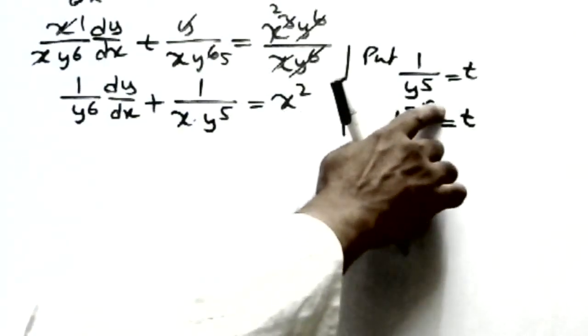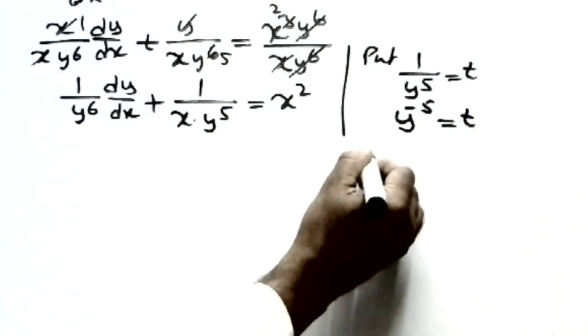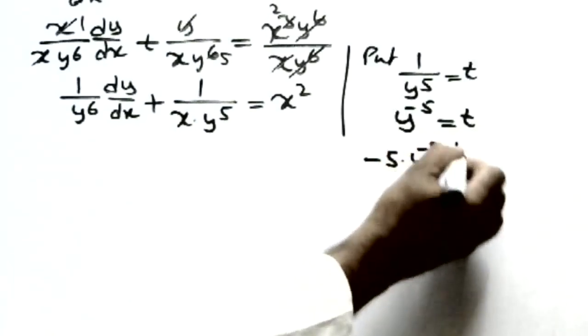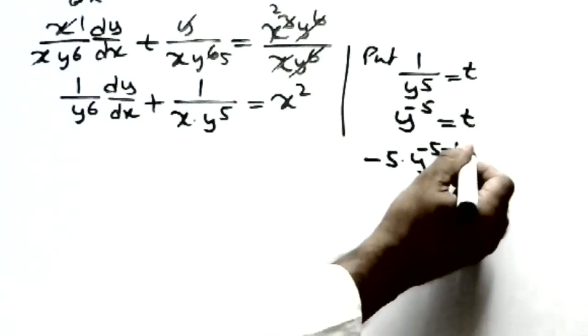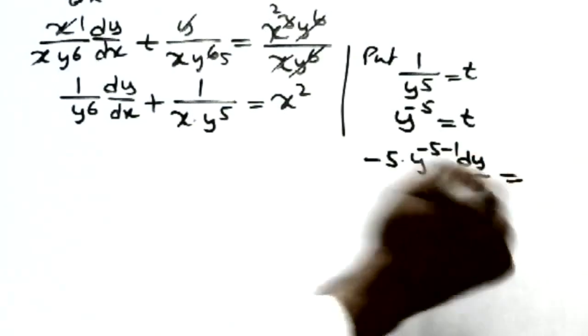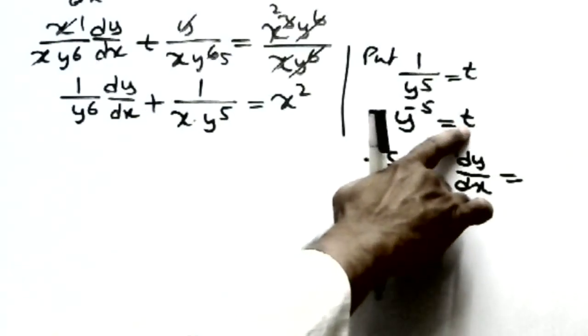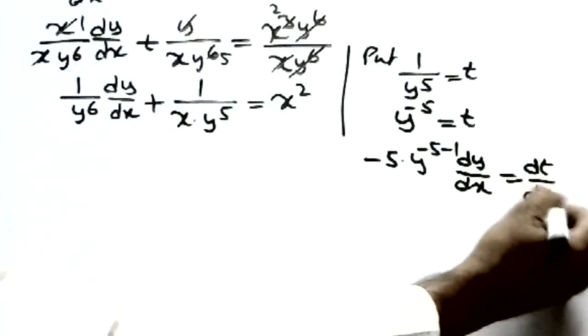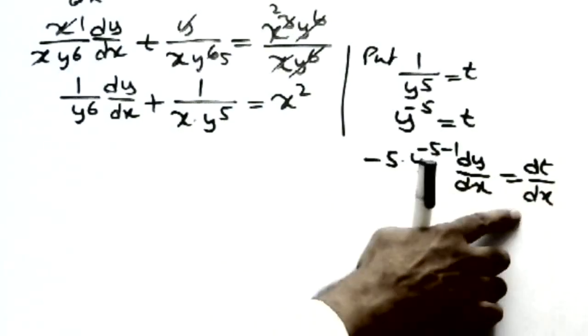Differentiate both sides with respect to x. Now this is d by dx of x power n. d by dx of x power n is n into x power n minus 1. We are differentiating y with respect to x, so we write dy by dx. Now we are differentiating t with respect to x, so write dt by dx.